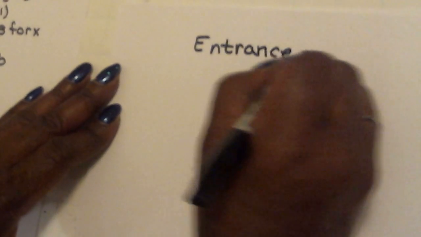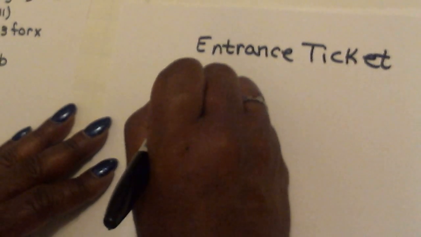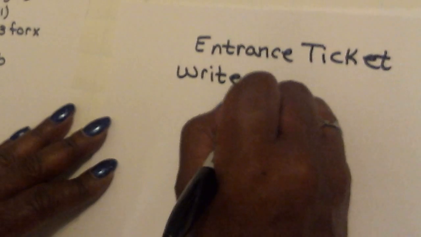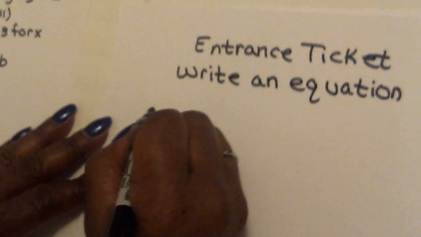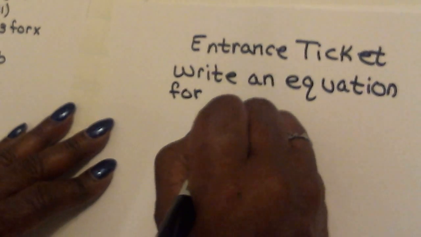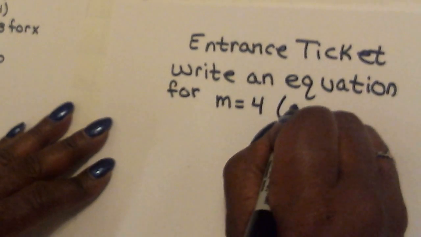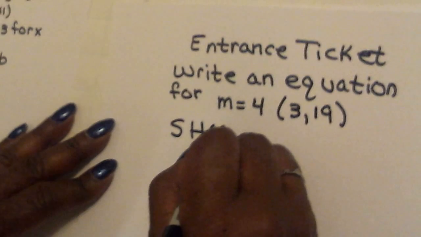Now for the entrance ticket. I need to see this on Monday. So the entrance ticket is: write an equation for m equals 4 and the point (3, 19). Show your work.